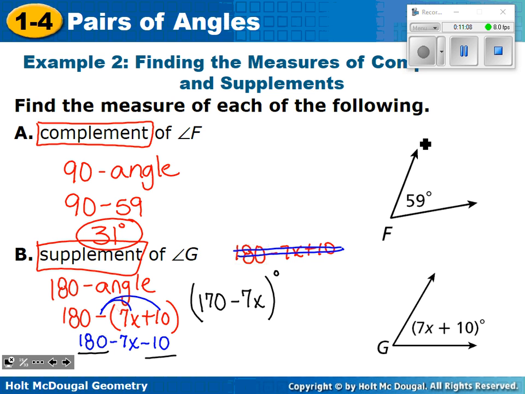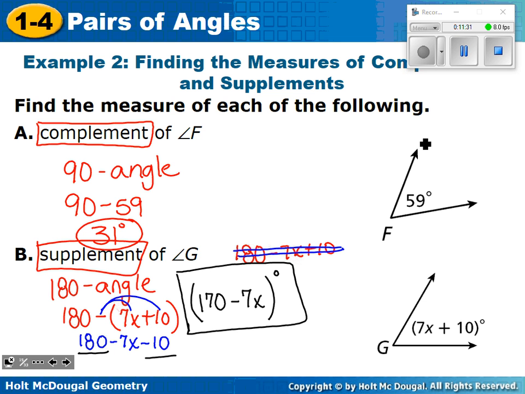And that's as far as you can go. There's nothing else you can do. You don't have an equation, so you can't start dividing or multiplying. That's what you do if you have an equation because you do it to both sides. We don't have an equation. We just have an expression. They're not like terms, so we can't simplify them. So the supplement of angle G would be 170 minus 7x.